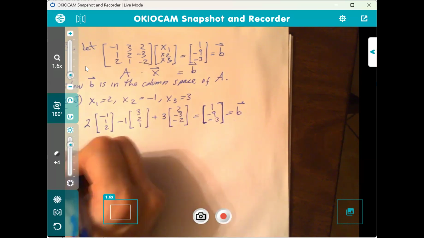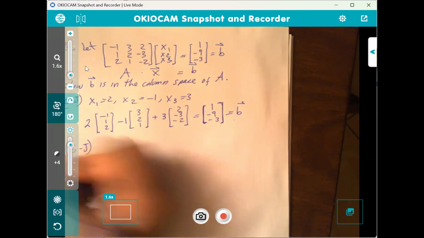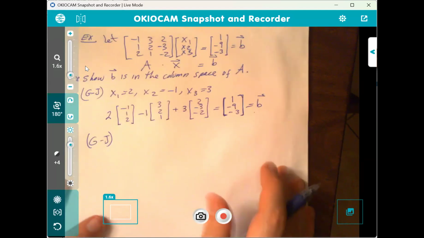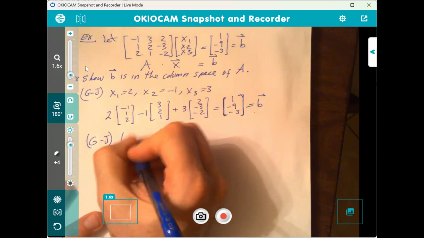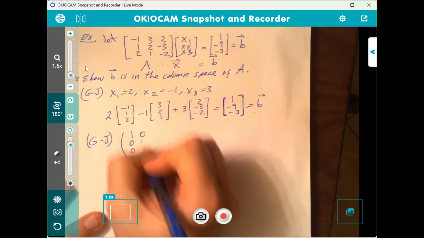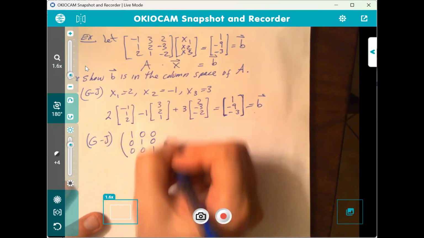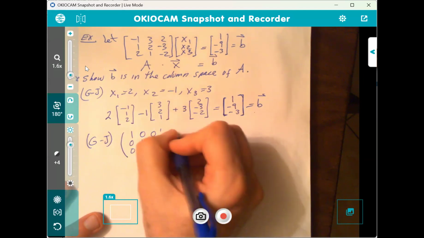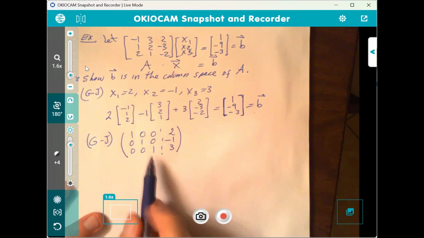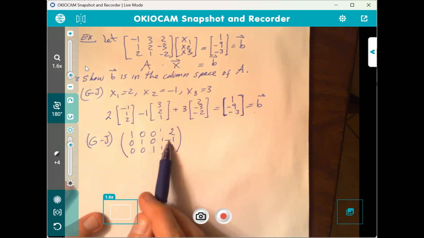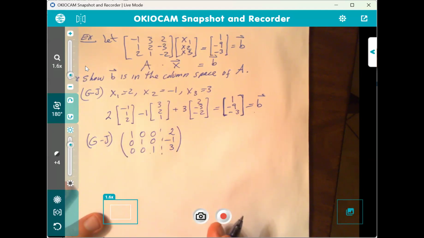And in case you wondered, let me put my Gauss-Jordan. I never wrote what that one was for this. How did I get this? Gauss-Jordan looked like this. I got 1, 0, 0, 0, 1, 0, 0, 0, 1. And I got 2, negative 1, 3. That's how the solution x3 is 3, x2 is negative 1, x1 is 2. Okay.